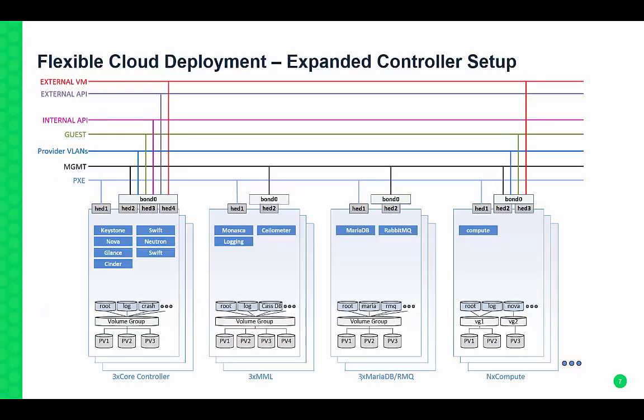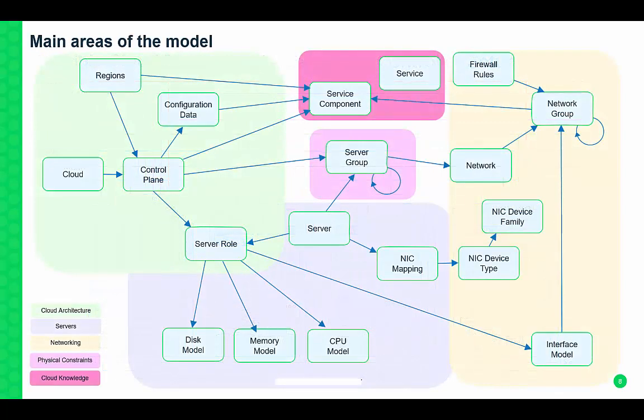This diagram is an example of a mid-scale deployment. As you can see, there's a lot of flexibility in how you deploy a cloud in terms of where services run and which networks are used. These are the main components of the input model. They are divided into several categories: cloud architecture, server definitions, network configurations, and service definitions.